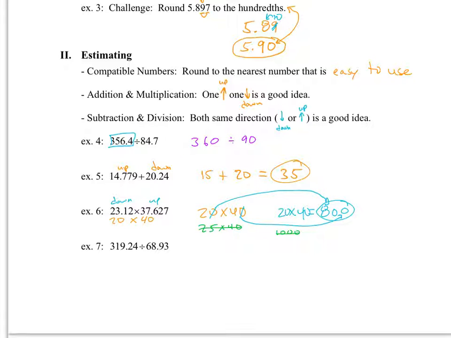Same trick as with multiplication. If you pretend the zeros aren't there, how many times does 9 fit into 36? It fits in there 4 times. And because I took one 0 off of each, I don't have to put it back on. So my final answer is 4. So again, both down or both up.